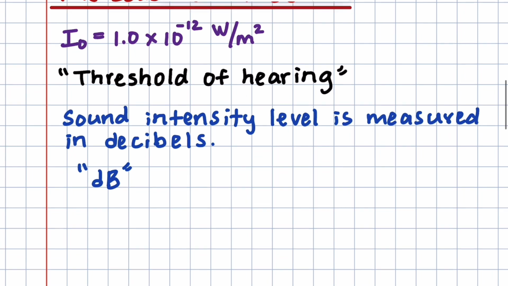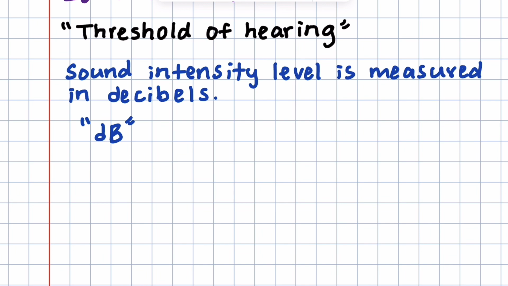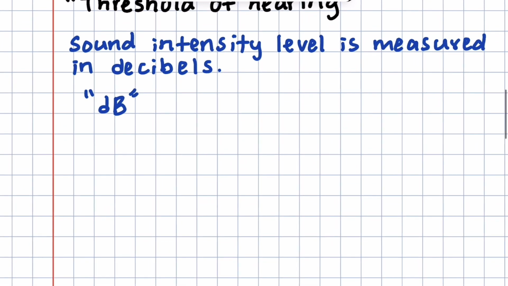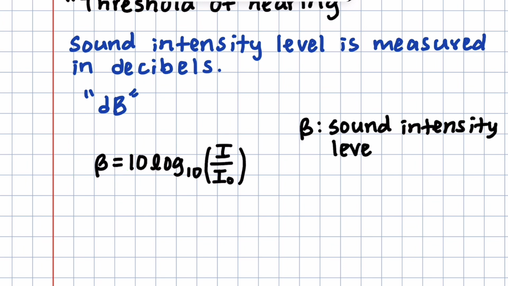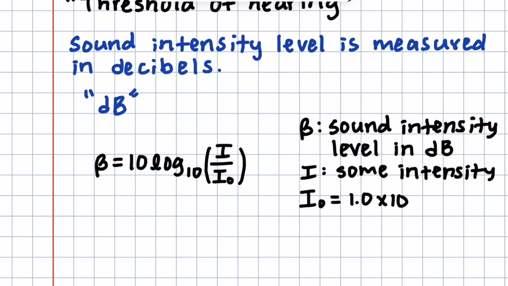And there's a formula that we need to know, which tells us the sound intensity level in decibels for a sound of intensity I. Let me write down the formula. There's the formula. Let's write down what each of these variables means. This is the Greek letter beta. Beta is the sound intensity level in decibels. I is some intensity, whatever intensity we're looking for. I naught is the threshold of hearing, which is this number.